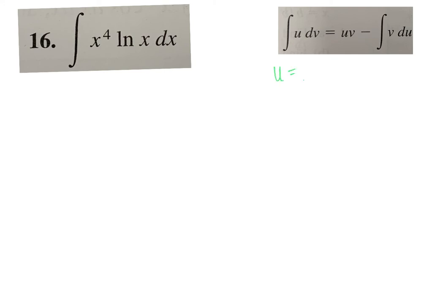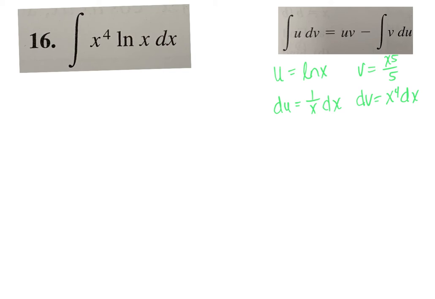Right, you want to do your u as your ln of x, because we don't have an antiderivative for ln of x, which means du is going to be 1 over x dx. Then my dv must be the rest of it, x to the 4th dx. And my v is going to be x to the 5th over 5.